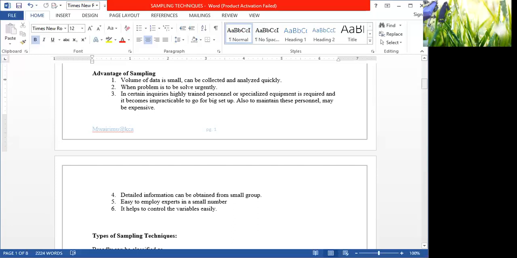And again, you are able to control the environment that could be affecting the elements that you're trying to investigate. And so variables which are likely to come in and affect your study can be put under control if only you have a small group or a manageable number of elements which constitutes part of your study.